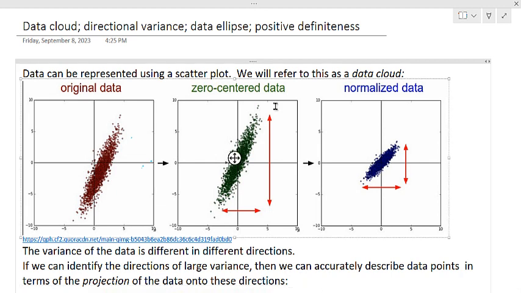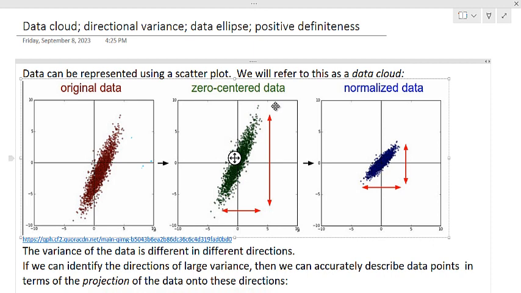Okay, so in this video we're going to talk about data clouds, directional variance, data ellipse, sometimes called covariance ellipse, and positive definiteness. And these are all concepts that can help you better characterize and understand your data. Right. Now, data can be represented using a scatter plot. So I'll refer to this as a data cloud.